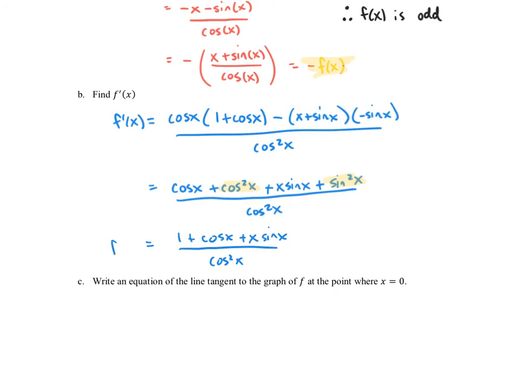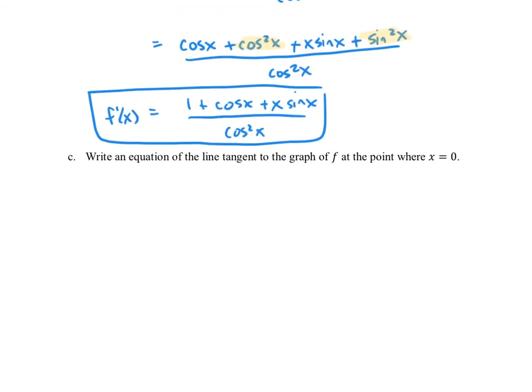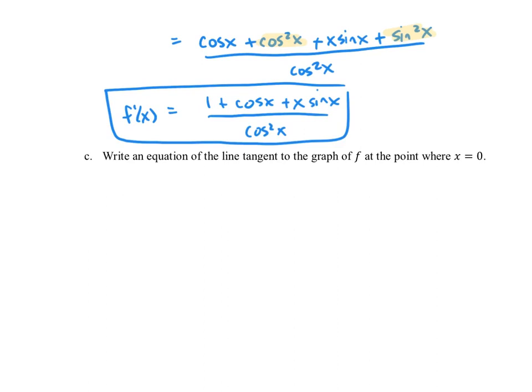So there's your derivative. And in part C, what we'll do is we'll write the equation of the tangent line for the graph of f when x is 0. So for our tangent line, we definitely need a slope, which means we have 1 plus, let's see, cosine of 0 is 1, and 0 times sine of x when x is 0 is 0. And then, of course, the denominator is 1. So we end up getting a slope of 2.